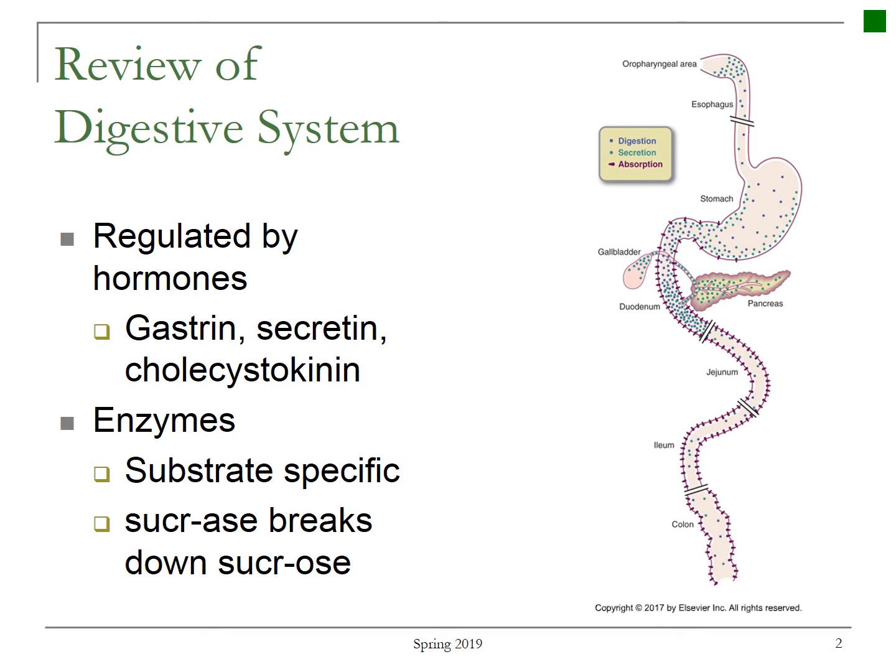Enzymes that are substrate-specific are secreted to digest the various macronutrients. Many times the enzymes end with the suffix ase, with the first part of the word indicating the substrate that is broken down. So the example on your slide there is sucrase, which breaks down sucrose.